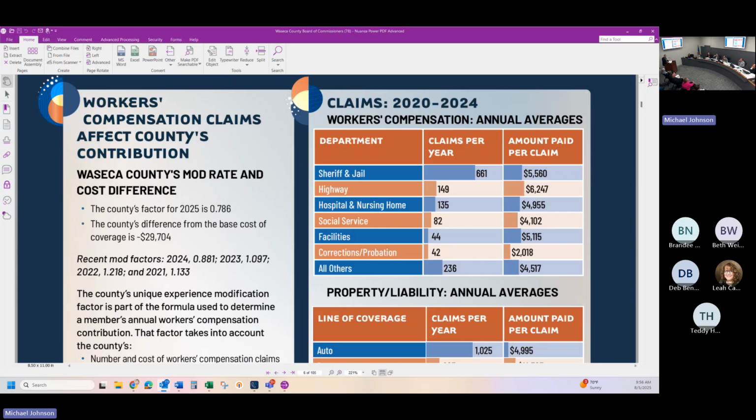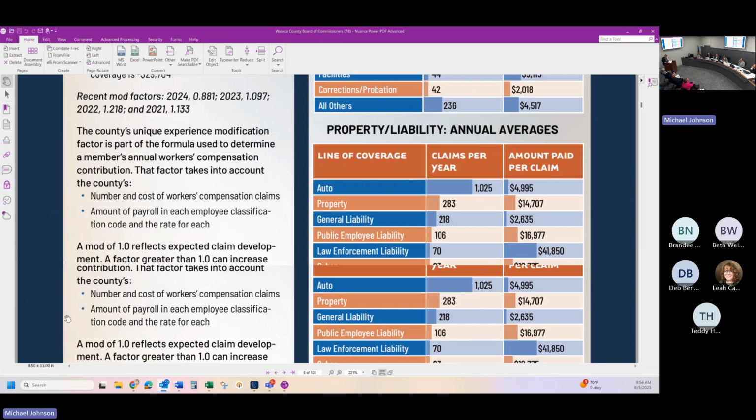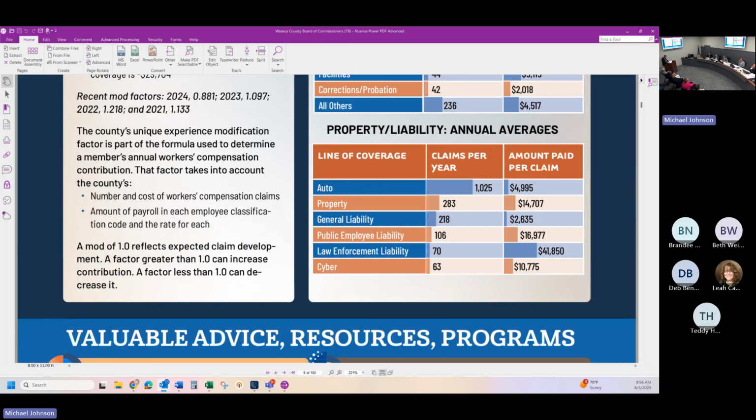If you drop to the lower section, that property casualty liability section, you'll see autos. We insure 30,000 vehicles across the state of Minnesota. You'll see 1,000 claims on average for automobiles, which are averaging just under $5,000 per claim in that 5-year period.